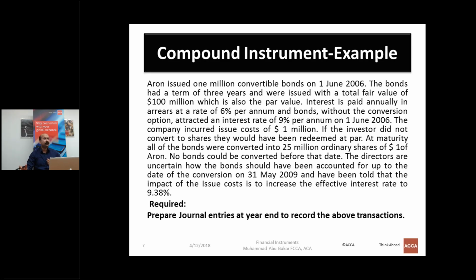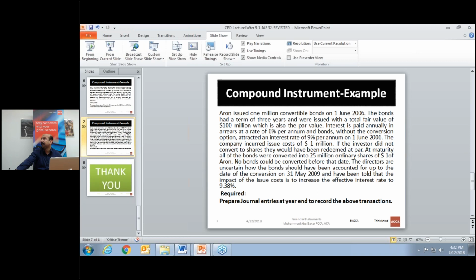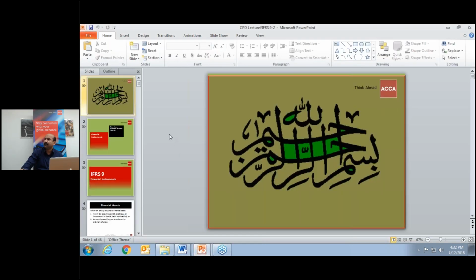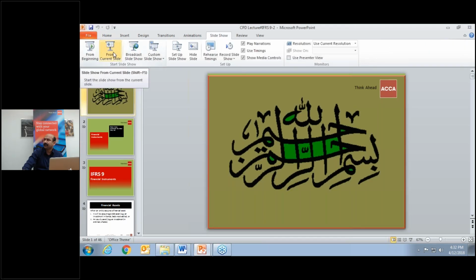Okay. Now we can move to International Financial Reporting Standard 9. We discussed the financial liability portion of IFRS 9 yesterday. Today we shall start the discussion with financial assets.